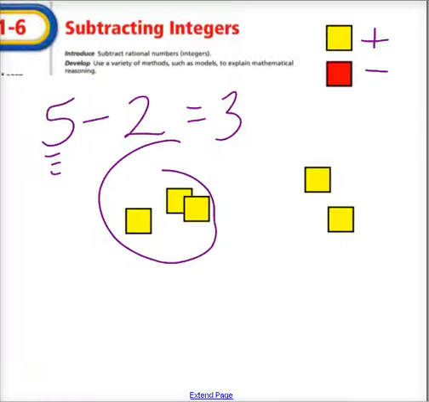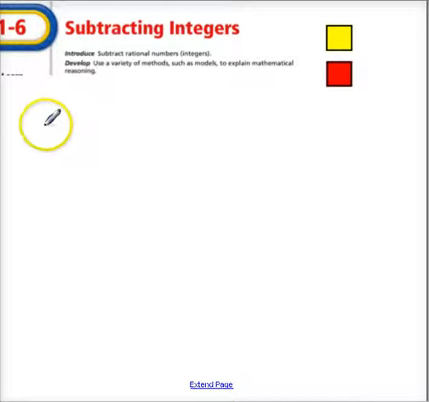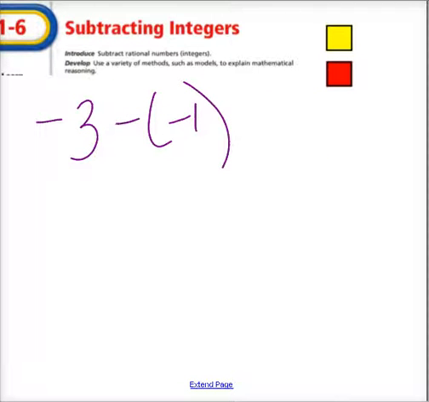All right, let's do another model. What if I have a negative 3 minus negative 1? Always represent your first integer first. So negative 3, I do that with 3 red tiles because they're negative. And now I want to take away 1 negative. I can do that because I have enough. Remove that one. I'm left with negative 2.